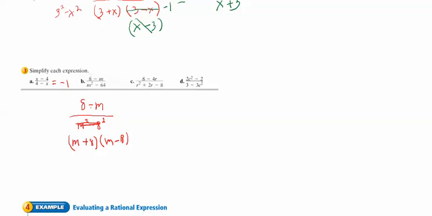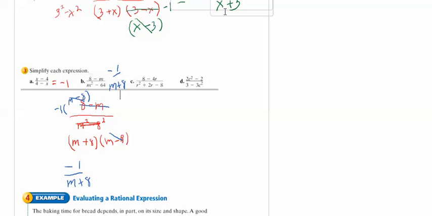Okay, but now at the top, they're the opposite. So again, we're going to take out a negative 1, and we're going to rewrite this as m minus 8. And now we can cancel these two, and we end up with negative 1 over m plus 8. And that's our answer here, negative 1 over m plus 8. Okay, the next one, again, I'll erase my work.